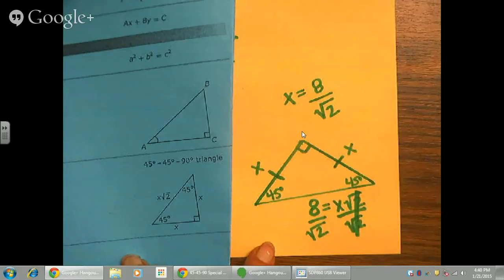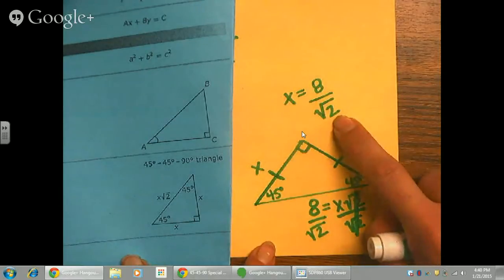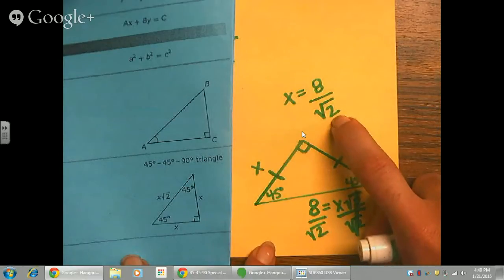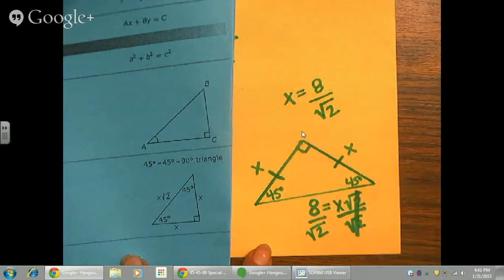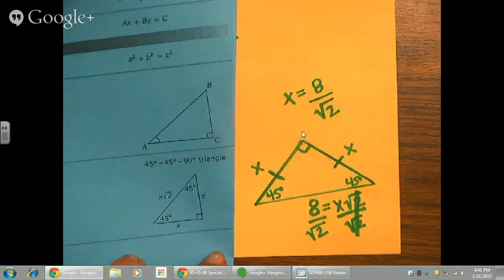All right, so if you need to learn how to rationalize with a square root in the denominator, I'm going to make a little tutorial video for that. Also, I'm about to do a video for 30-degree, 60-degree, 90-degree triangles to help you out with that.